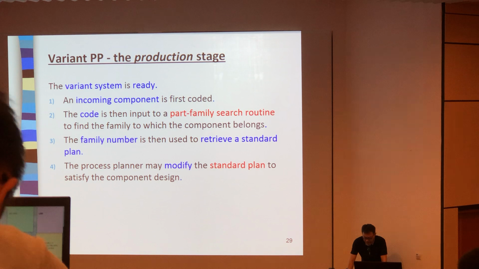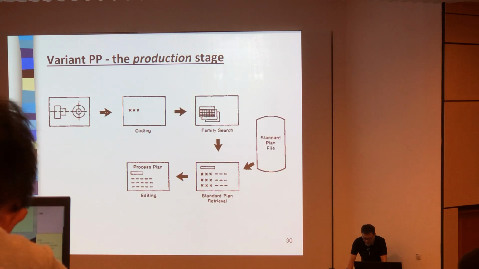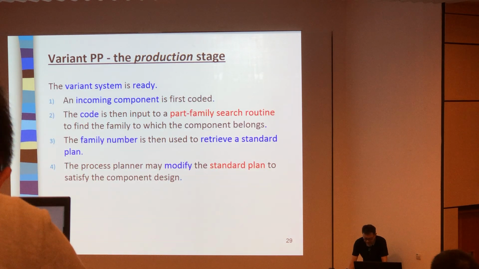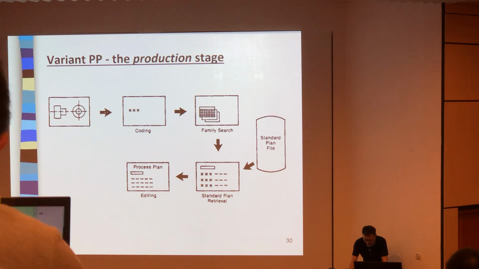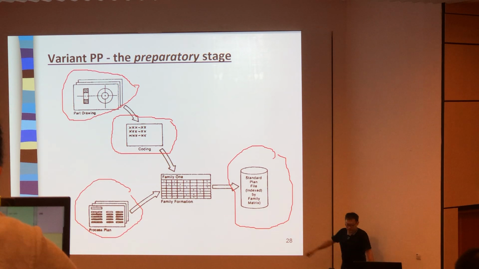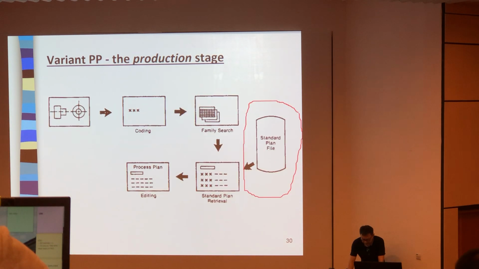Now we come to the production stage. In between these two diagrams, a preparatory stage and a production stage, this is the part they share. This part moved to the production stage. This is the part we shared, and this is the database system. Inside the system, we got part families. Each part family has a standard plan and is also indexed by its name tag. It's called a family matrix.